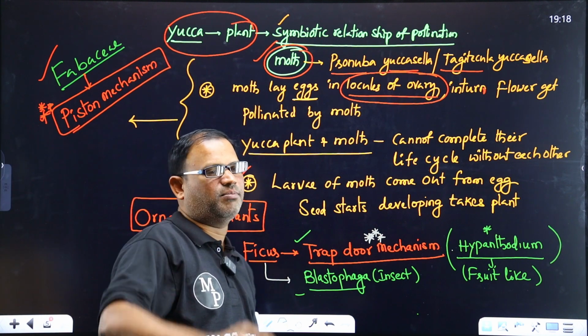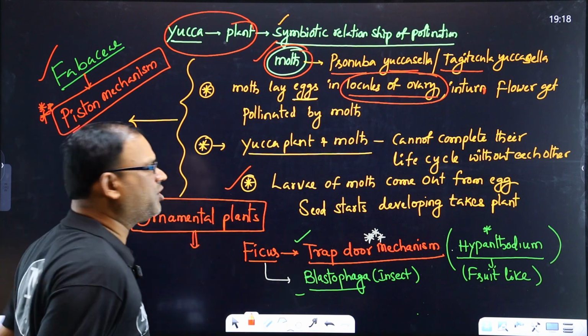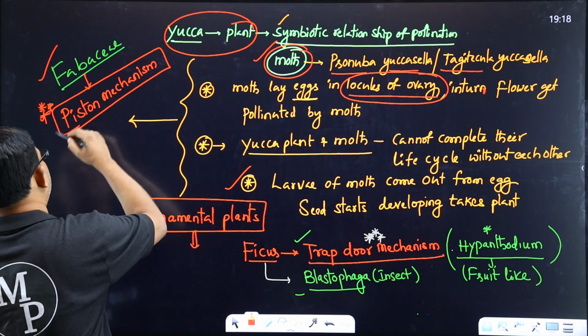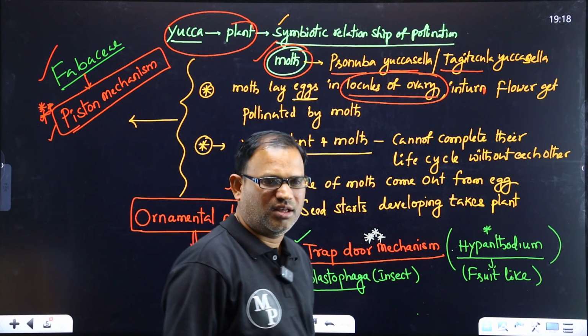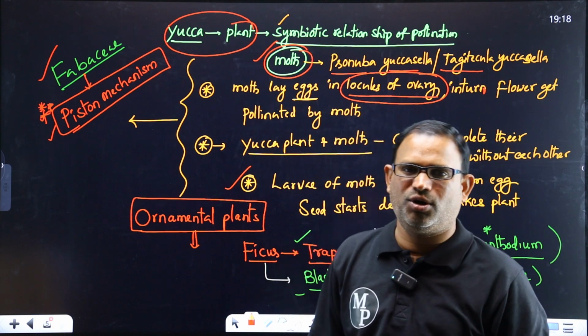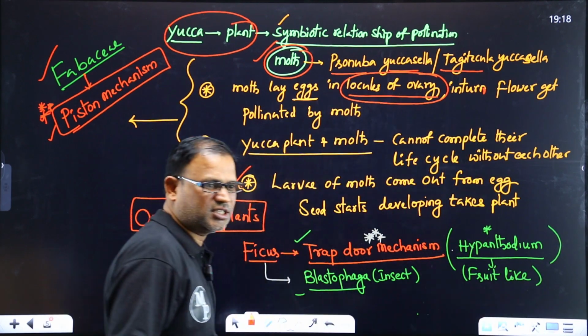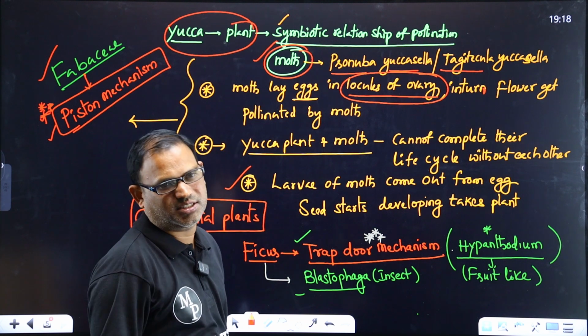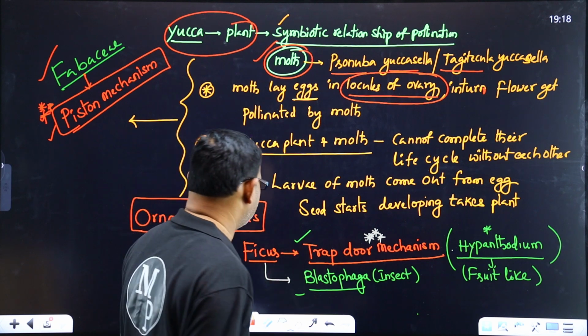We'll see this in the chapter on morphology of flowering plants. Just remember this one word: Fabaceae shows the piston mechanism. In orchids, which mechanism did I tell you about just before? The pseudo-copulation mechanism, as in the Ophrys orchid plant.